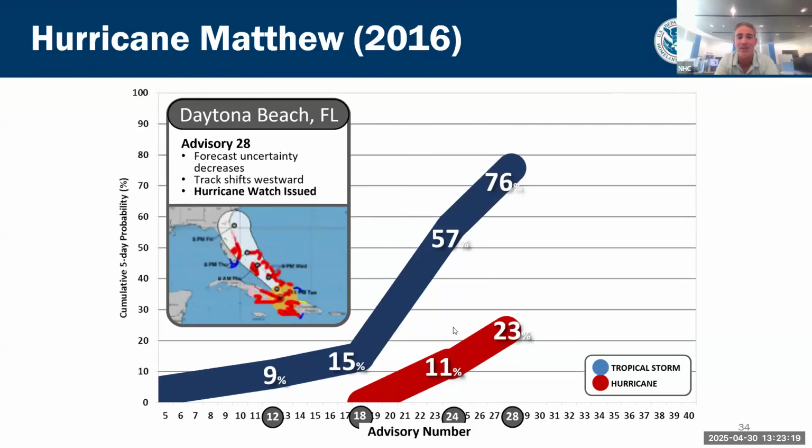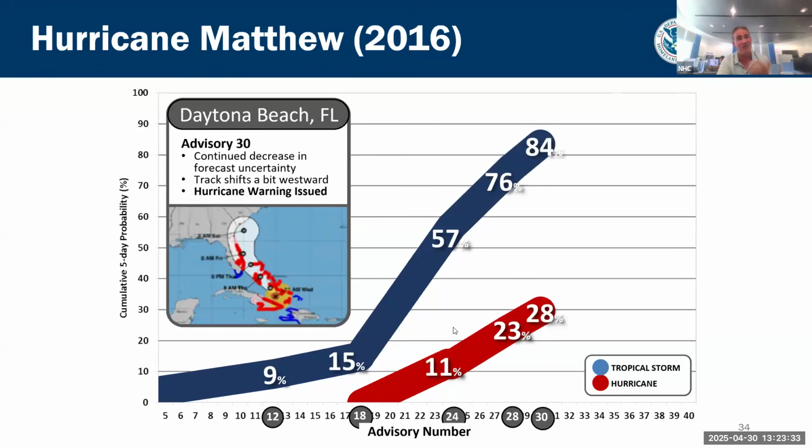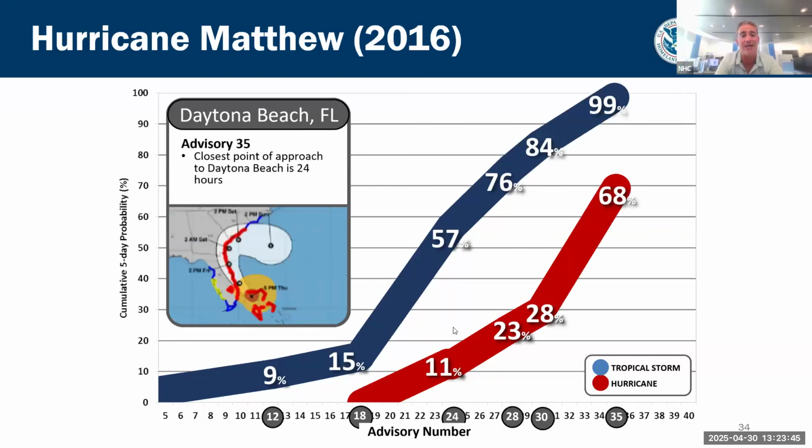All right, advisory 28. Now the track has shifted even farther west. A hurricane watch is issued and the probabilities are up. 76% chance of tropical storm force winds, 23% chance, about 1 in 4, of hurricane force winds. All right, advisory 30. Hurricane warning is now in effect for Daytona. This thing may go right overhead. 84% chance of tropical storm force winds and a 28% chance of hurricane force winds. And lastly, advisory 35. Now it looks like it's going to pass basically over or very near Daytona Beach in about 24 hours from now. Virtually certain that there's going to be impacts and almost 70% shot of hurricane force winds.